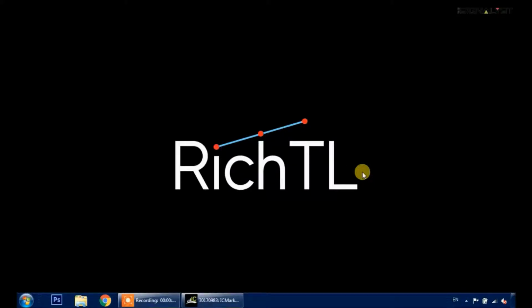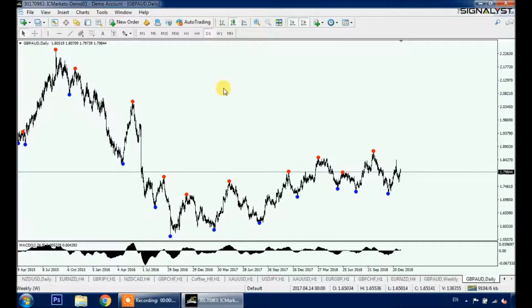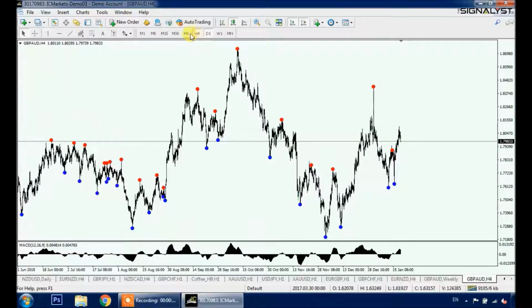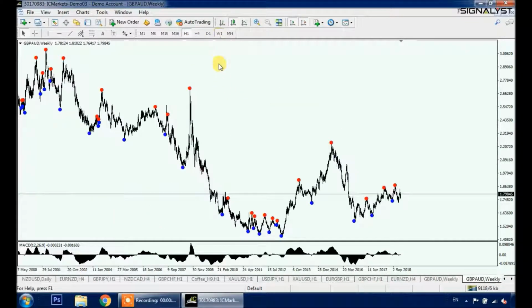Today we are going to learn how to do top-down analysis using RichTL indicator. So I'm going to go over a step-by-step example on GBPAUD. I usually draw my levels and do price action analysis on daily and weekly time frame, then dive into H4 and H1 to look for potential setups and triggers.